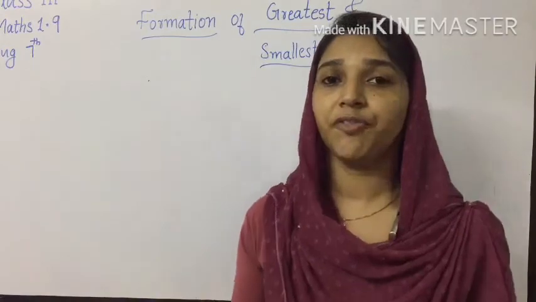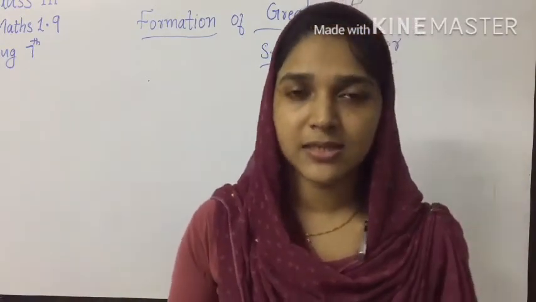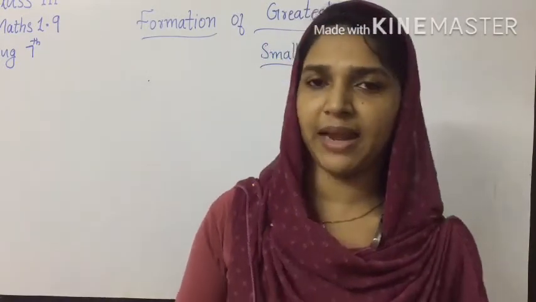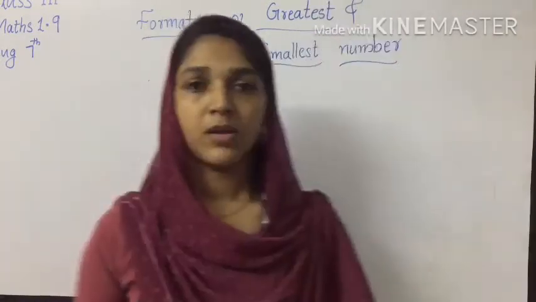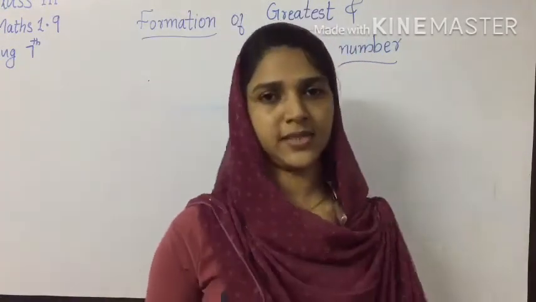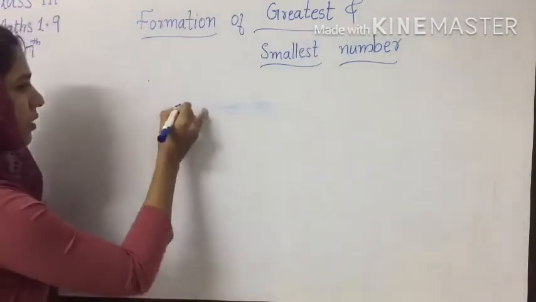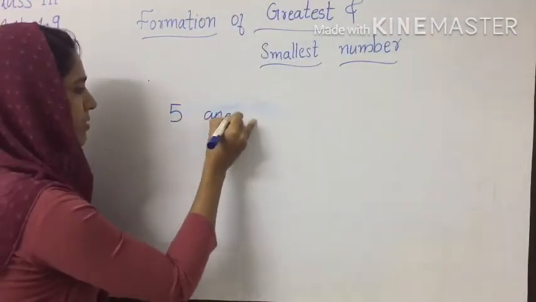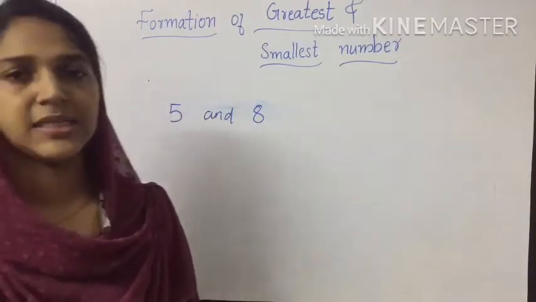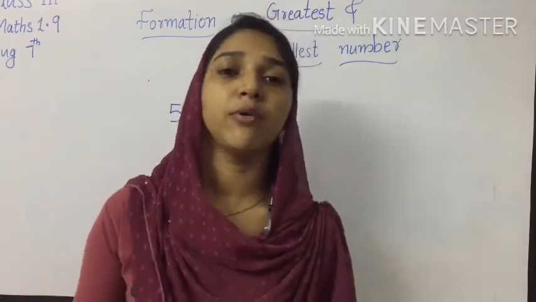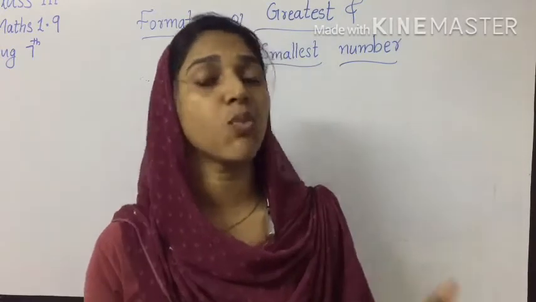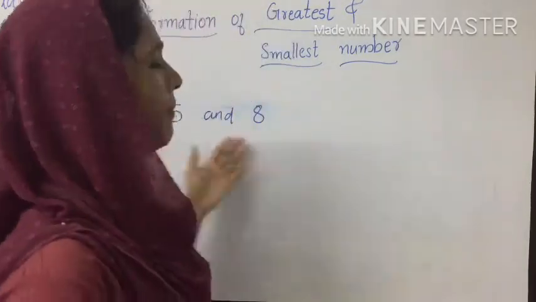If some digits are given to us, how to create the greatest number and the smallest number from that? That's what we are going to study about. So let's start. I'm going to give you two digits, 5 and 8. You have to form the greatest two-digit number and the smallest two-digit number from this.